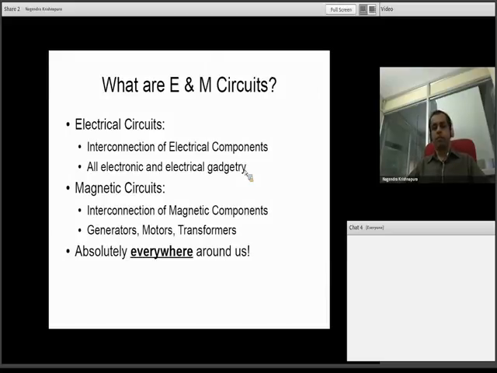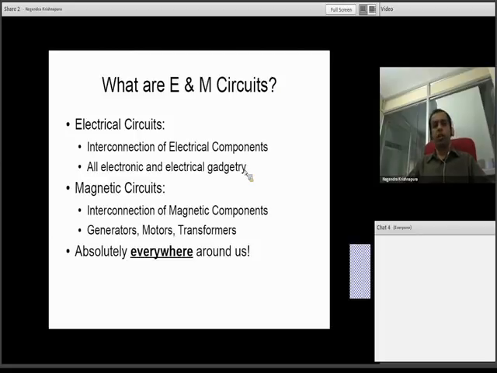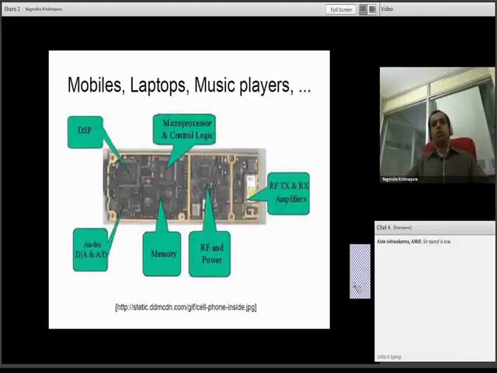Now, in this online course, our focus will be on electrical circuits, and they are absolutely everywhere around us. You are probably using so many electrical circuits in your day-to-day life. Just as an example, the laptop on which I am making this presentation, your mobile phone, music player, the headphones that I am wearing, all of these things form electrical circuits. In this picture, you can see an example of a mobile phone which is opened up, and it has a number of complicated circuits inside.